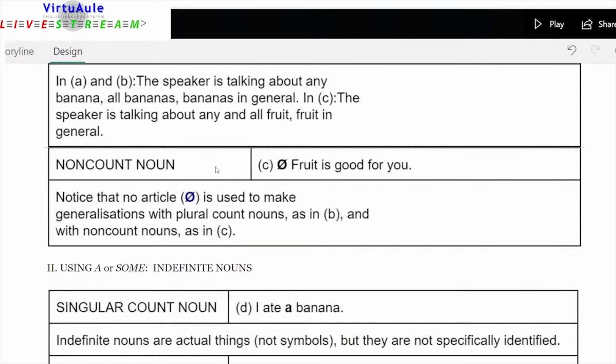Then a non-count noun: fruit is good for you. Notice that no article is used to make generalizations with plural count nouns. It is already a sort of generalization. Fruit in general is good for you.